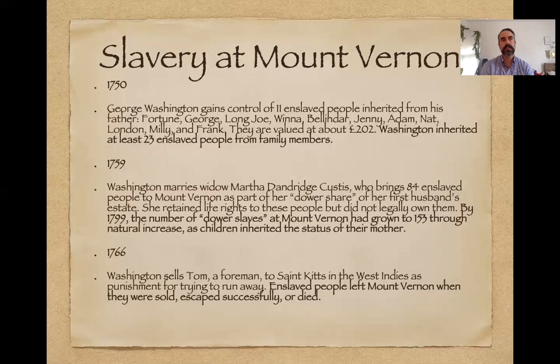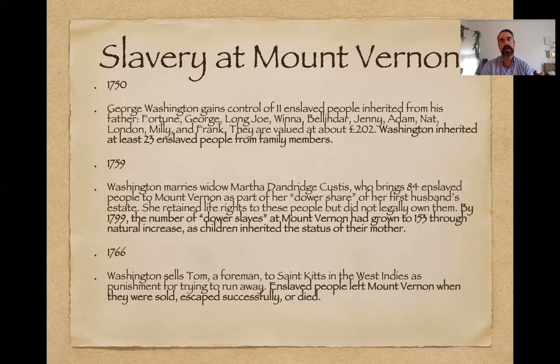Washington wasn't particularly known for physical abuse of the slaves, but he would oftentimes, not often, but on rare occasions, make exceptions by selling the slaves away. And we see this example in 1766 when Tom, who was a foreman, is sold to a sugar plantation owner in the West Indies as punishment for running away.